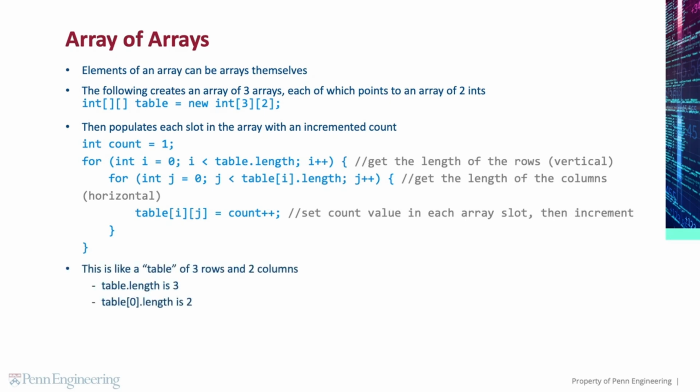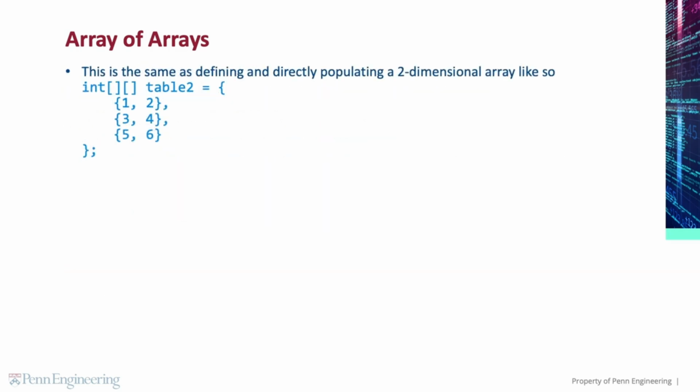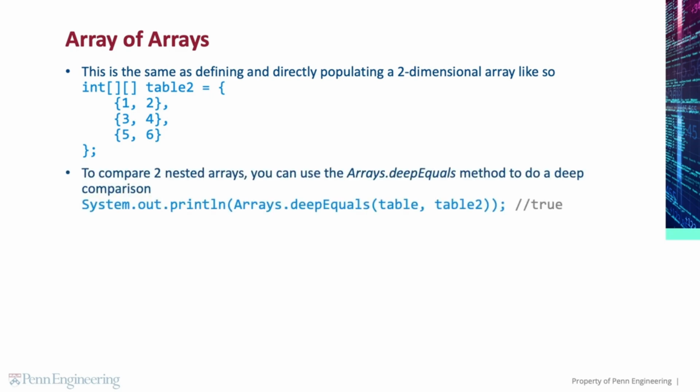This is like a table with 3 rows and 2 columns, where the length of the table is 3 and the length of each row is 2. This is the same as defining and directly populating a 2-dimensional array like so. Each array has 2 elements. To compare 2 nested arrays, you can use the Arrays.deepEquals method to do a deep comparison. Table and table2 have the same values.